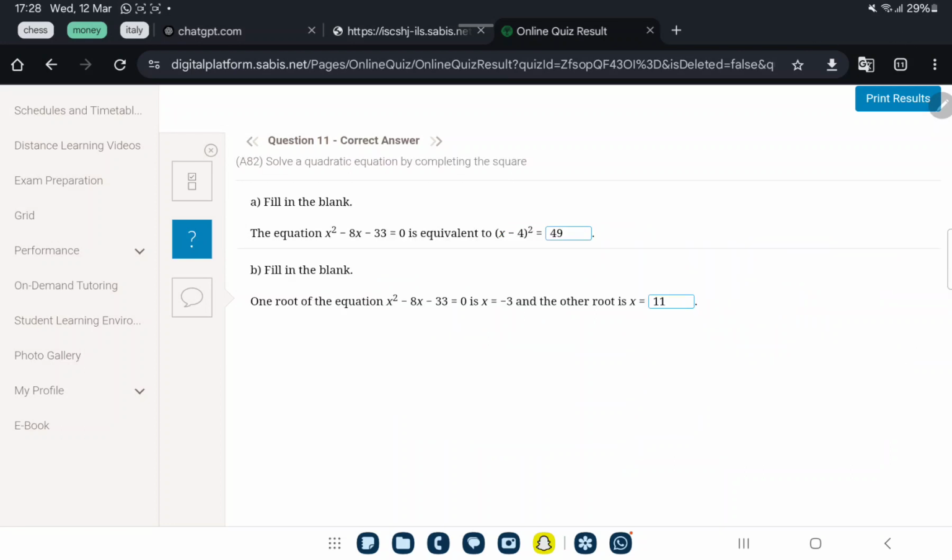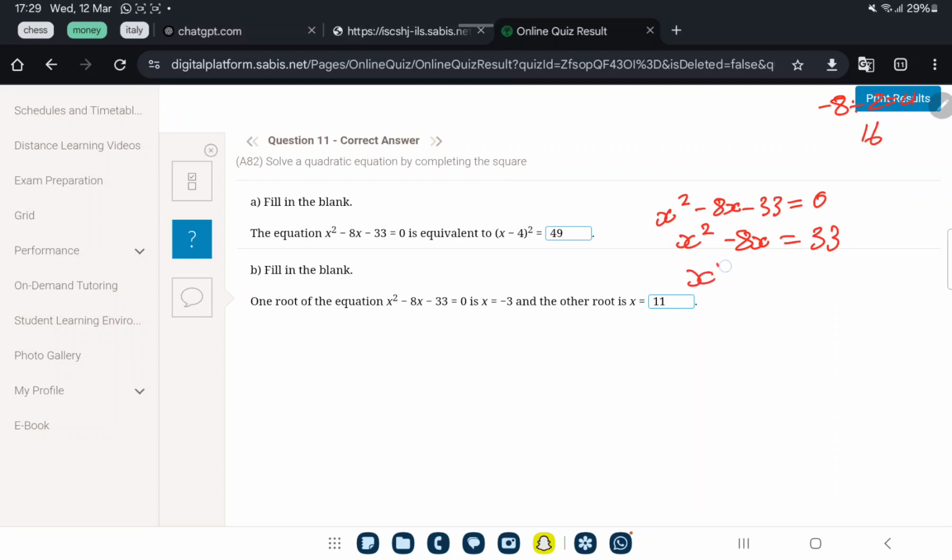And then the equation x squared, so this one is completing the square. So x squared minus 8x minus 33 equals 0. You move the 33 to the other side. X squared minus 8x equals 33. Half of minus 8 divided by 2 is 4. And then you square it, so 16.